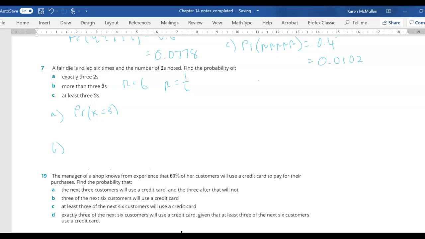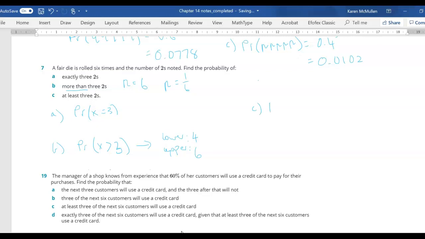Question B, more than 3 2's. So we want the probability that x is greater than 3. Sorry, I'm getting my things mixed up. So more than 3 means we can't include 3. So when you're doing that, you should say your lower limit and your upper limit. Just identify them so you don't choose the wrong numbers. So our lower limit, we want more than 3, so it has to be 4. And then our upper limit, we're only rolling it 6 times, so it has to be 6.